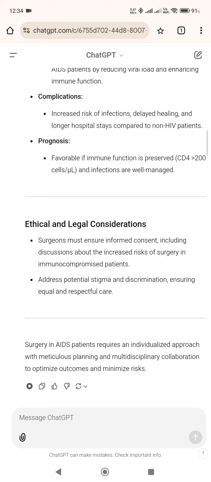Ethical and legal considerations. Surgeons must ensure informed consent, including discussions about the increased risks of surgery in immunocompromised patients. Address potential stigma and discrimination, ensuring equal and respectful care. Surgery in AIDS patients requires an individualized approach with meticulous planning and multidisciplinary collaboration to optimize outcomes and minimize risks.